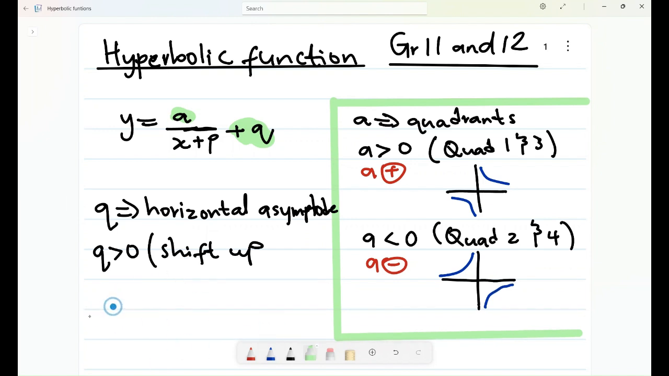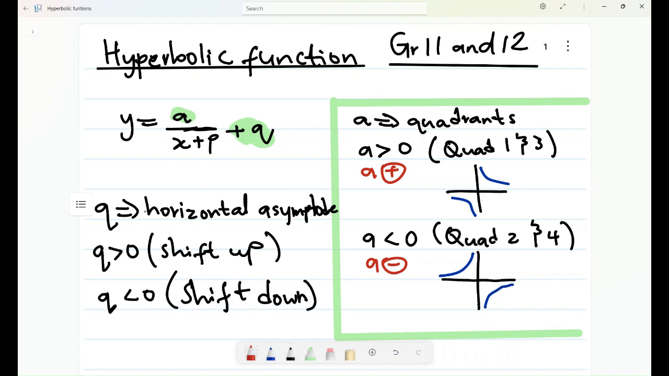Now, if the value of Q is positive, I'm going to shift upwards. But if the value of Q is less than 0, it's going to shift downwards. I repeat, this means it is positive here, this means it is negative.